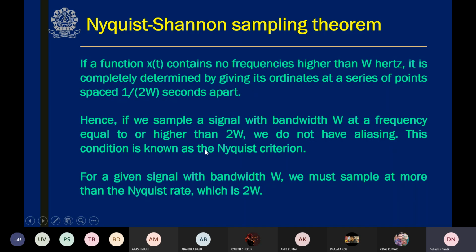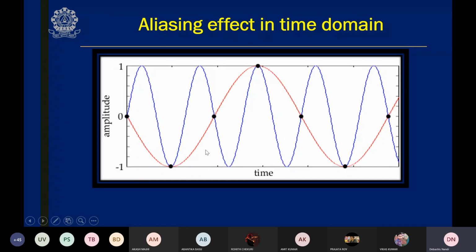All these things are written here, whatever I have just said. Now, in time domain, if I want to show the effect of aliasing, I want to show it here. Suppose this blue is the original signal. This blue is a high frequency signal. Now suppose this signal is sampled at these points, so you are getting the sample values at these points.